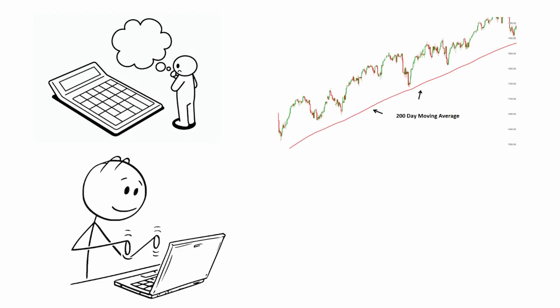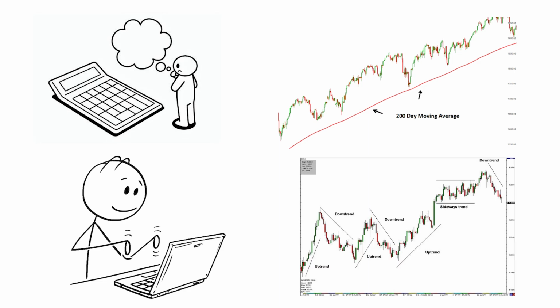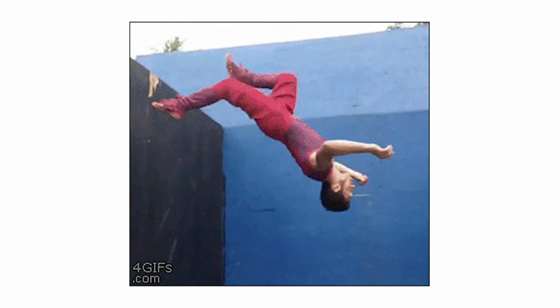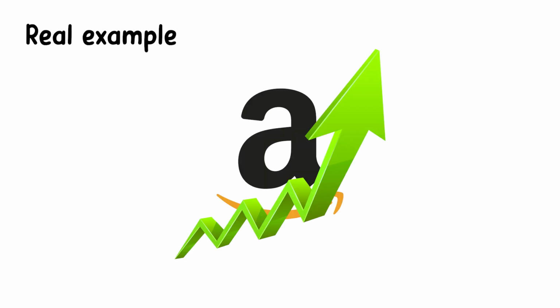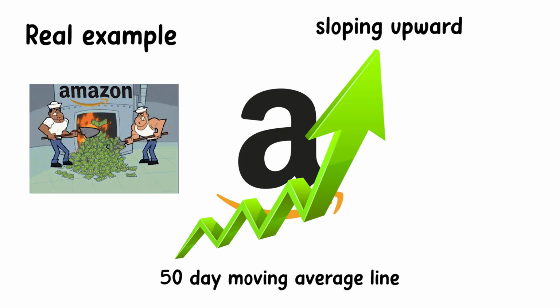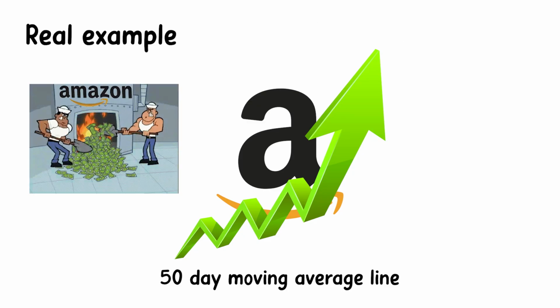But moving averages do something even cooler. They act like moving floors. During an uptrend, when the stock price is above the moving average, the price tends to bounce off that line like it's bouncing off a trampoline. Real example: Amazon is going up and trading above its 50-day moving average line. The line is sloping upward. Over a few weeks, Amazon keeps pulling back and touching that line, then bouncing and continuing higher.